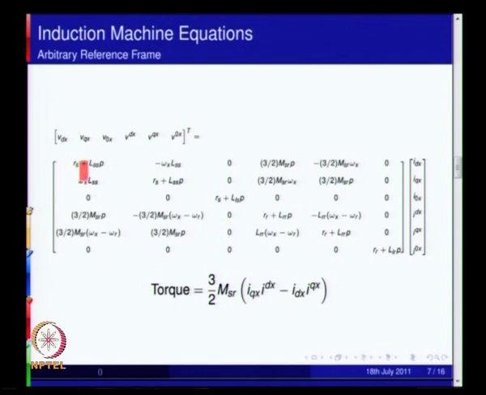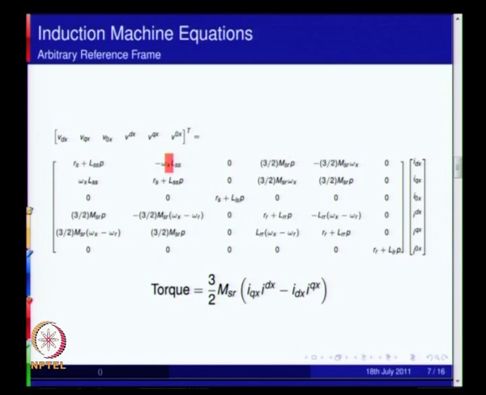Note that now you have a term here. This is an equation for Vdx, which is Rs plus LSS p, that is the resistance drop plus the self inductance di by dt. But now the q axis also influences the voltage along the d axis, even though they are at 90 degrees with respect to each other.